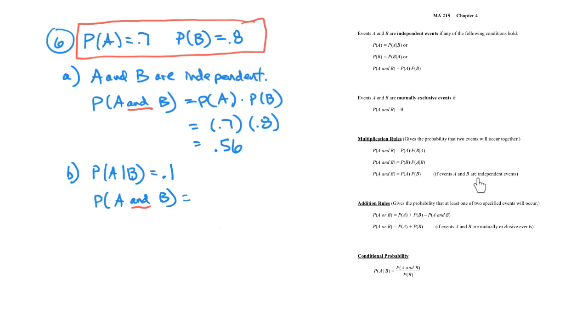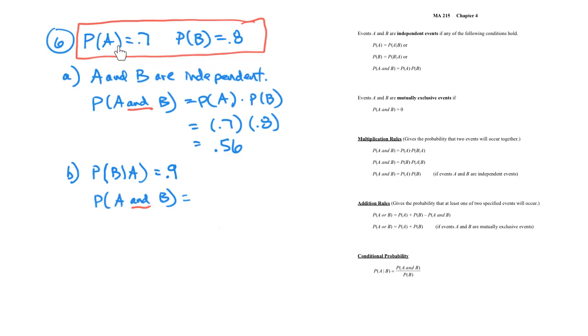So let's just see, are events A and B independent? Well, we have to look up here. So for 6, it says, oh, you know what? 6B, I wrote this wrong. Let me fix what 6B says. I think I was looking at a different problem here. Okay, so 6B says the probability of B given A is 0.9. Okay, sorry about that.